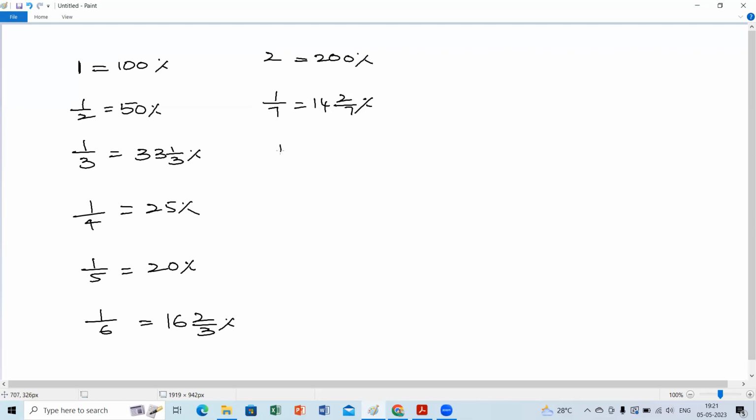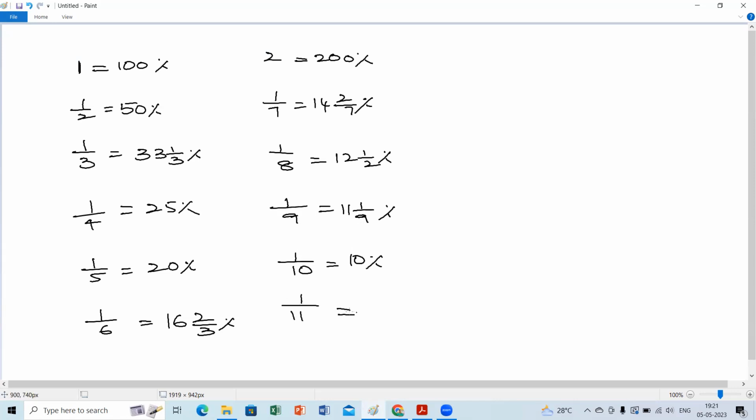Next, 1 by 8. What is the value of 1 by 8? 1 by 8 into 100 is 12.5%, right? If you know these fractions, you can do your calculation part more easily. 1 by 9 is nothing but 1 by 9 into 100, 11 1 by 9%. All right. 1 by 10. What is the value of 1 by 10? 10%. Right.